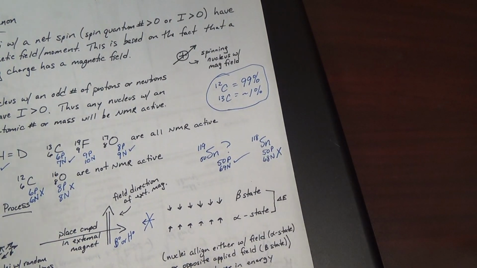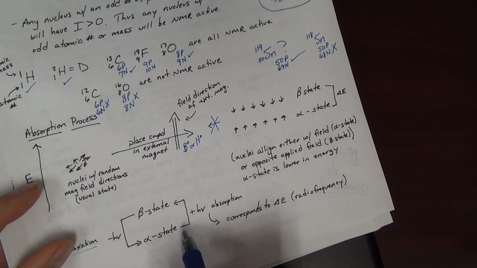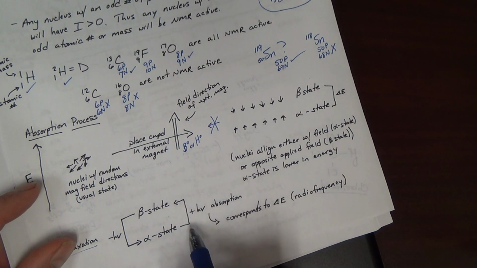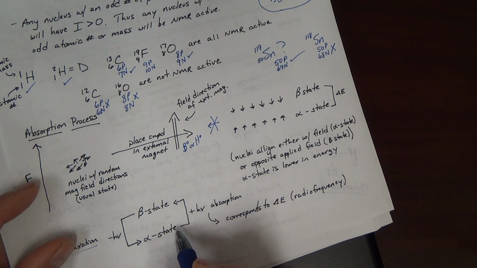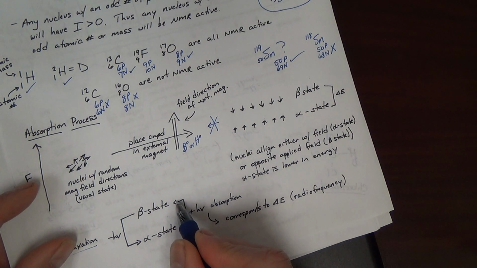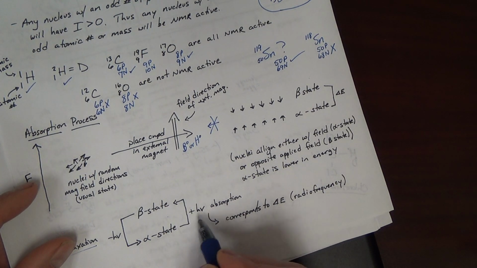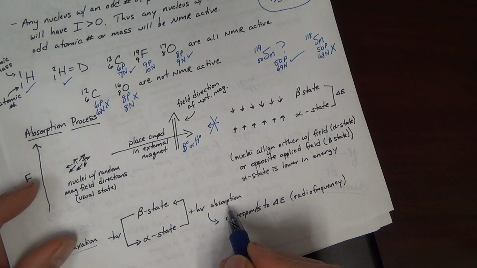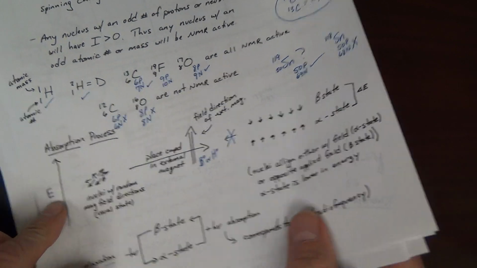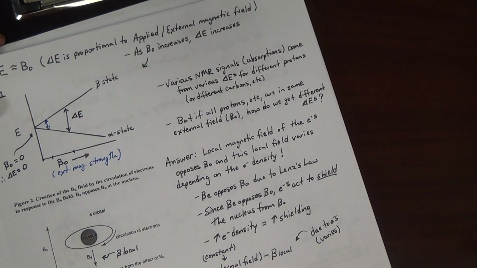Remember, the absorption takes place when alpha is flipped to beta. This is your different delta E. That means if delta E varies, it's going to take variable energies for the transitions to take place, and thus the variable energies are going to give you variable absorption peaks in your NMR spectrum.